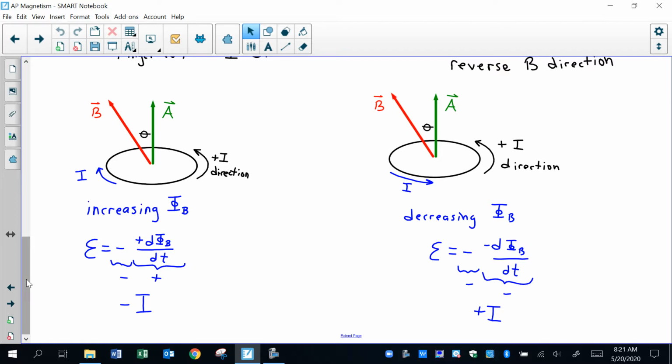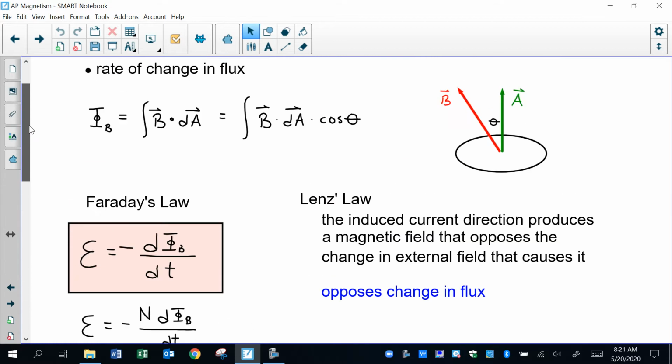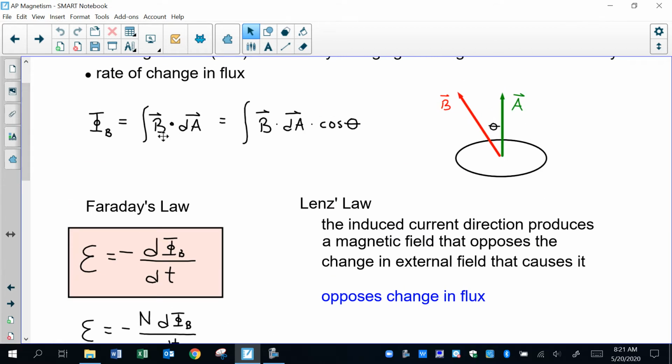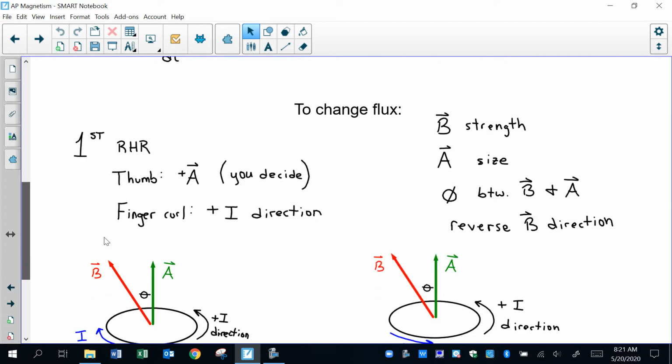So if I scroll back up, just a reminder to ourselves that our flux is going to be the integration of B dot dA. So we are going to use that, and then once we can figure out what that is, we can plug that in here and see how it changes. So what we're going to do is look at the change in our strength, the change in our size, the change in our angle.